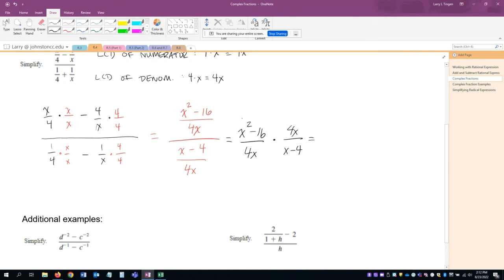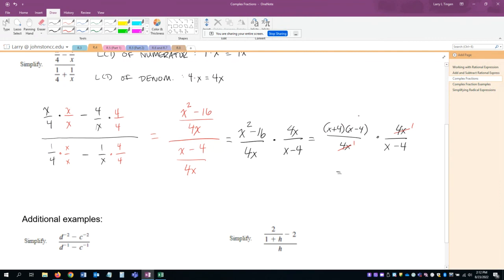Is there any simplification I can do here? x squared minus 16 is the difference of perfect squares. So I can rewrite that as (x plus 4) times (x minus 4). If you were playing along at home, you probably saw that I have a 4x in the numerator here and a 4x in the denominator here. Those will divide away. Absolutely.